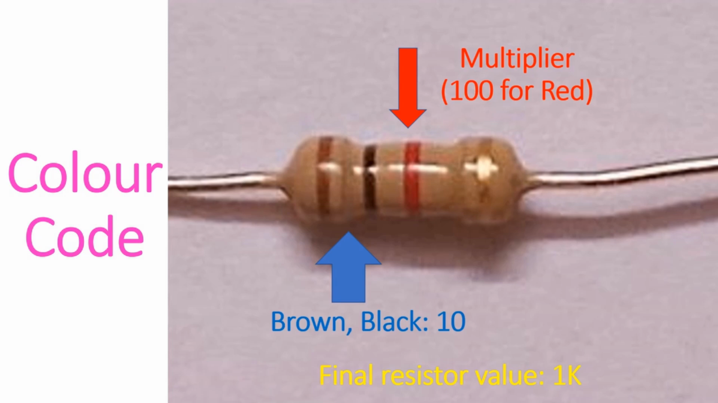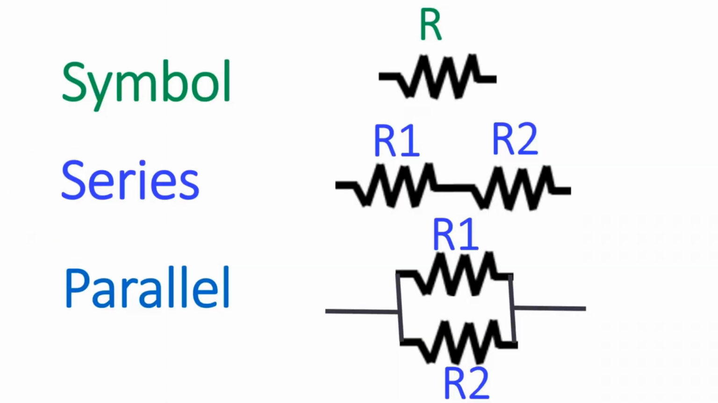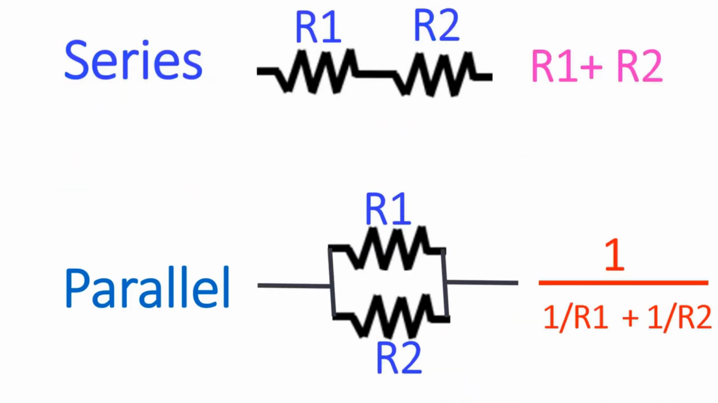Third band is used as a multiplier for the first two bands. Multiplication is by 10 to the power of the third band color code. Multiply by 1 if it is black, by 10 if it is brown, and by 100 if it is red, etc. This is a symbol of a resistor used in circuits and indicated by the letter R. Resistors can be connected in parallel or series. When the resistors are connected in series, the total value is the sum of the individual values. When they are connected in parallel, it is a complex calculation as shown here.